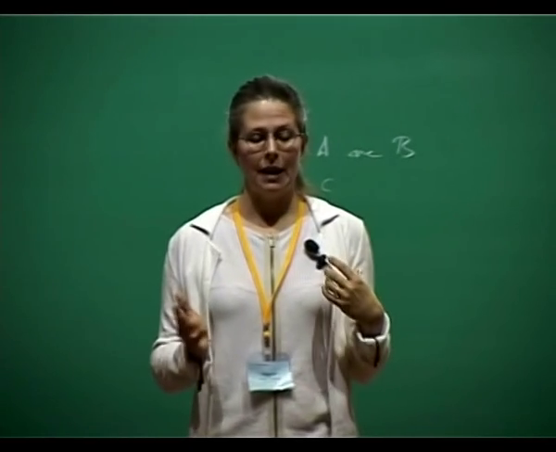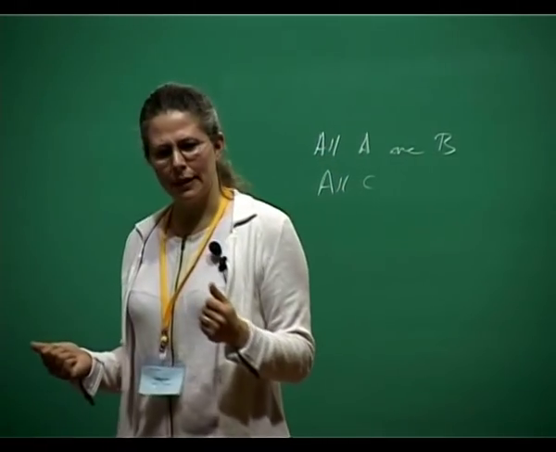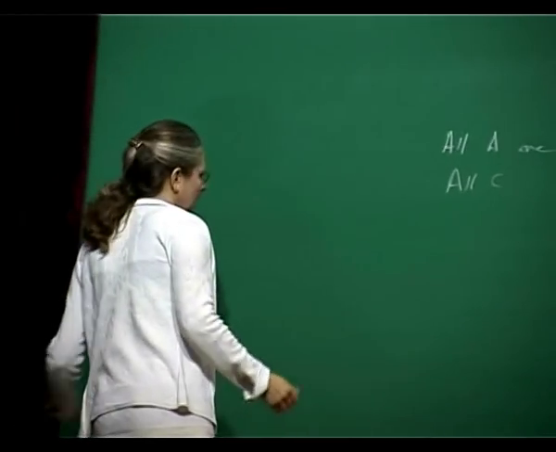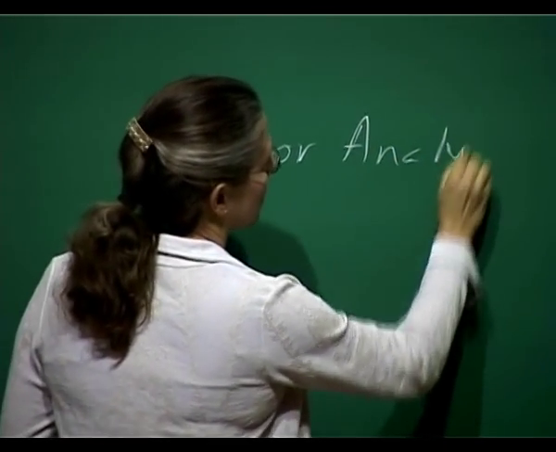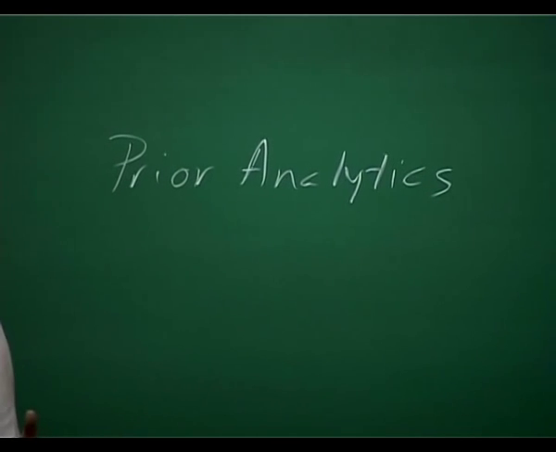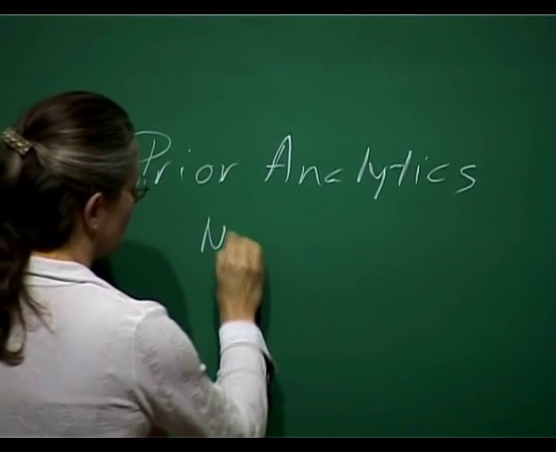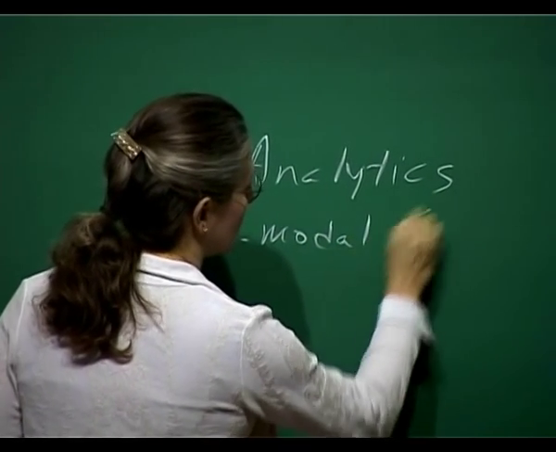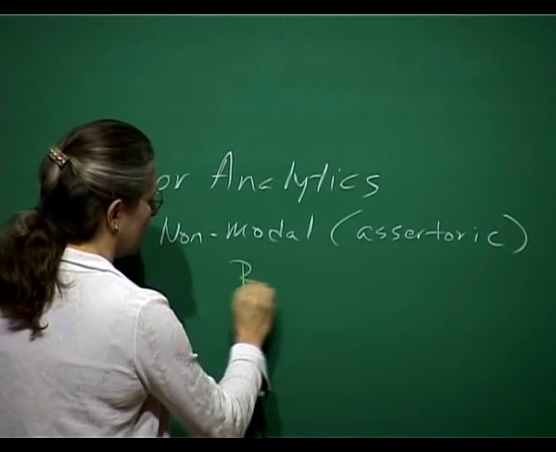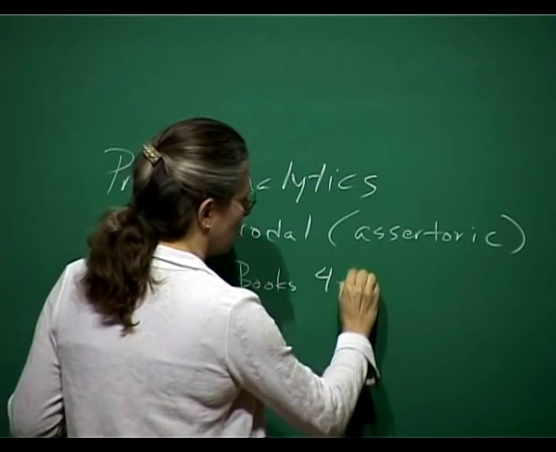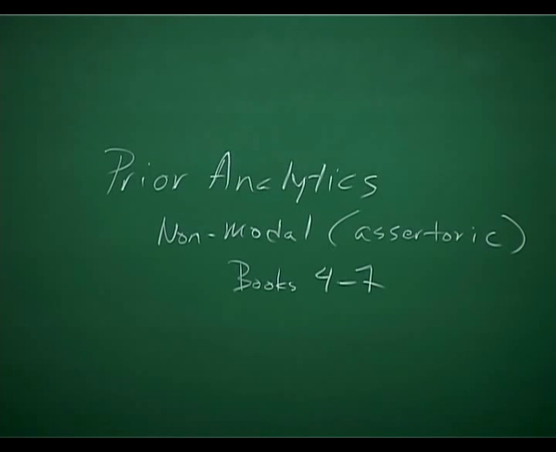Now, I think part of the reason there is a project in this is that most scholars, even scholars working on Aristotle's logic specifically, stop at this point. And this is very unfortunate because the Prior Analytics, it's not a big book, but it breaks down into different sections. There is what is known as the non-modal or assertoric, and that is books 4 to 7. And people stop there.